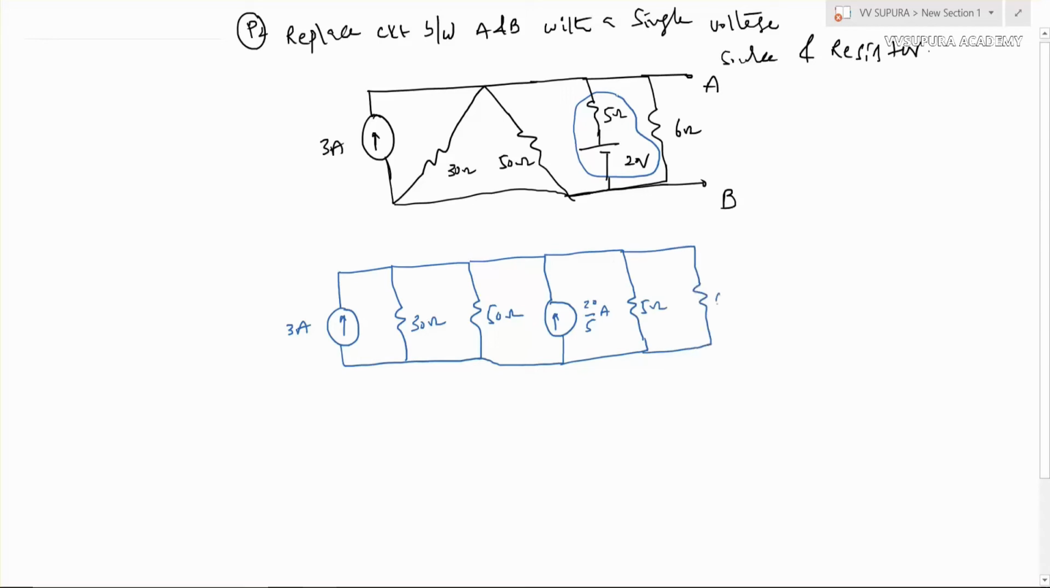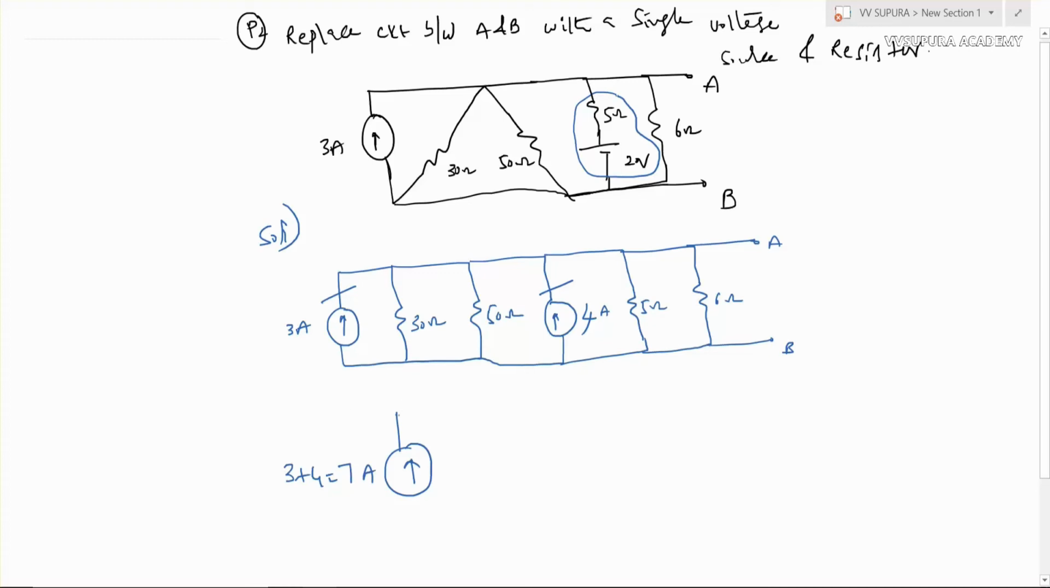It is 6 ohms. Now in total it has the A terminal and B terminal. Okay, the solution is like this, right? Now 20 by 5 means it is 4 amperes. If you observe, this is one current source, and this is another current source, 3 amperes and 4 amperes. I can replace these two with one equivalent current source, as both are in the same direction. I can write an equivalent current source in the upward direction, 3 plus 4, that is 7 amperes.